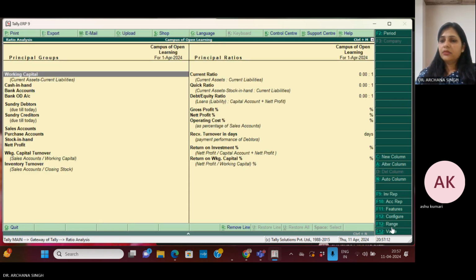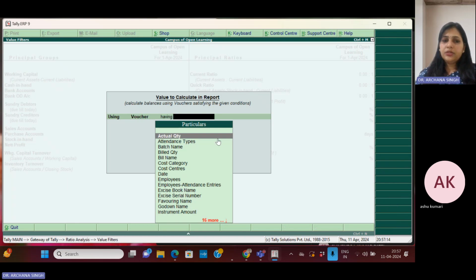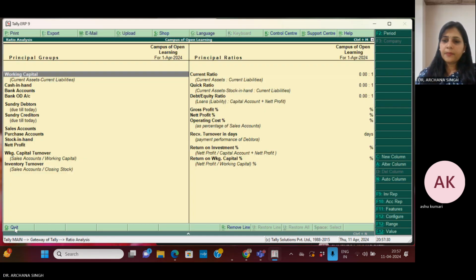Then value, actual quantity की क्या वैल्यू आपको जो है कैलकुलेट करनी है रिपोर्ट में ऑफ वाउचर, हैविंग एक्चुअल क्वांटिटी, और जो भी आपका डेटा आपको रिक्वायर्ड है जिस भी वाउचर का, उसके अकॉर्डिंग आप ये सेलेक्ट कर लोगे. ओके, देन अगेन क्विट.